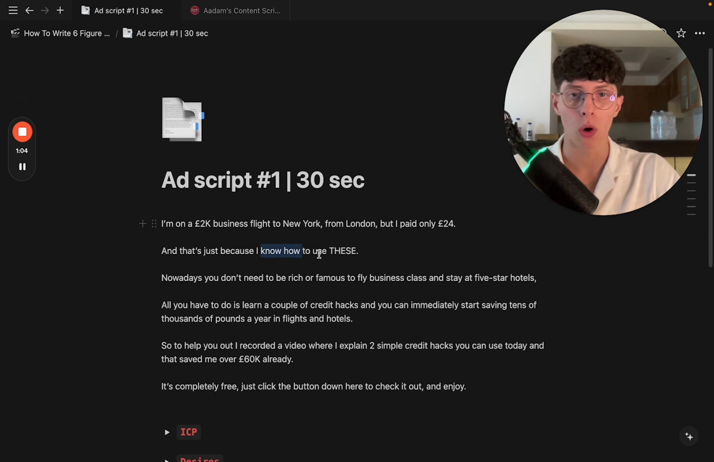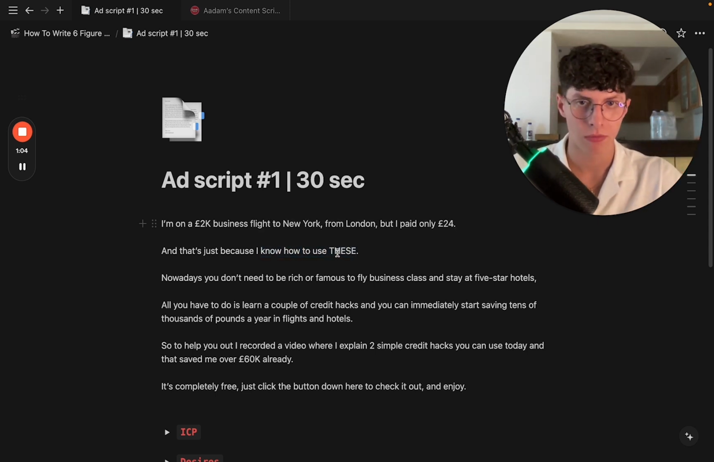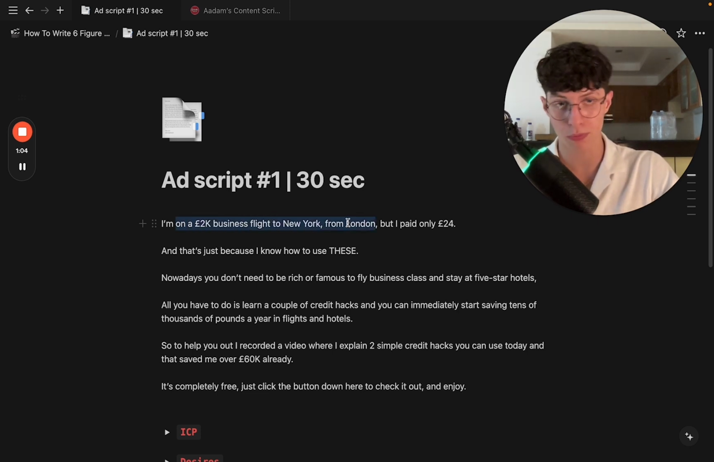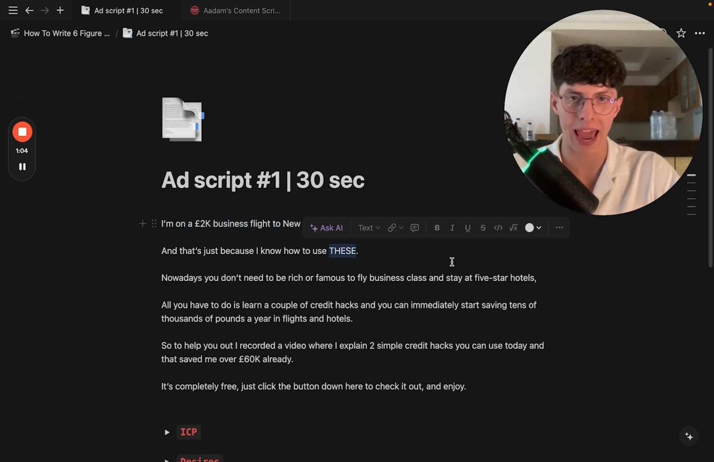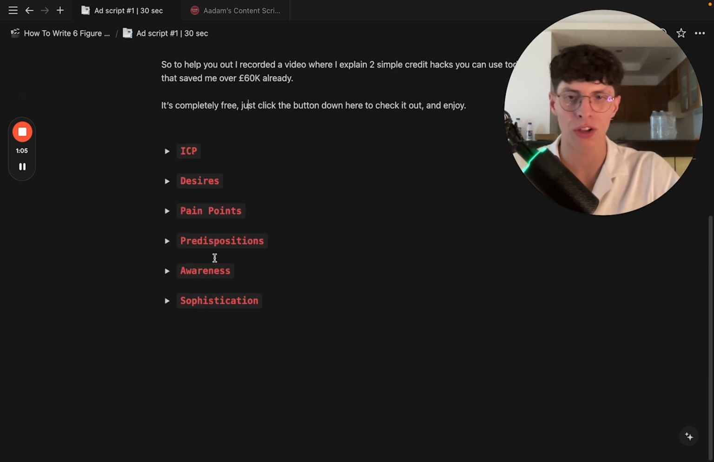Okay? So these are credit cards, like American Express cards. Here we said, I'm on a $2,000 business flight to New York from London, but I only paid £24 thanks to these. And we show the credit cards in the ad. Now let's analyze this ad real quick.